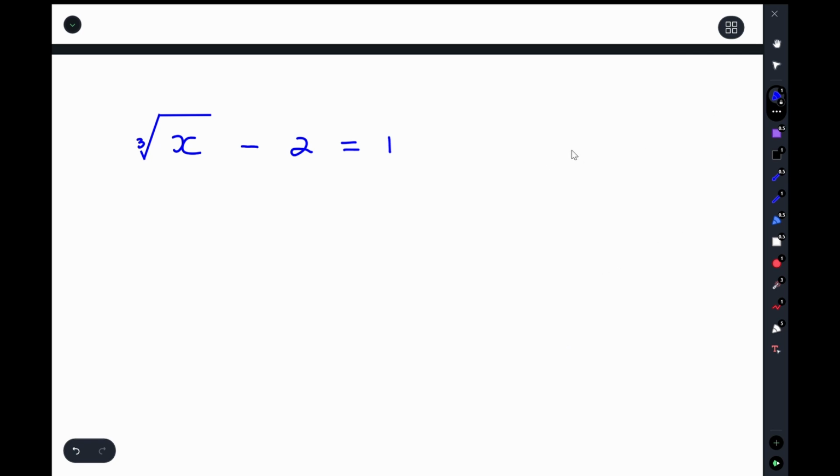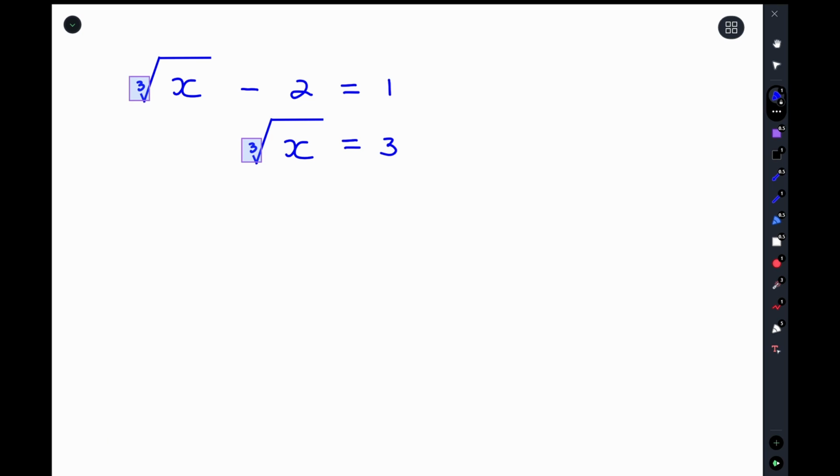Okay, so this time we have the cube root of x, so pay attention, not square root this time, cube root. The cube root of x minus 2 is equal to 1. The first thing we do, we're going to move minus 2 to the other side, because that does not contain the term x. Having done that, we now have the cube root of x is equal to 3. And I want to remove that cube root. So what I'm about to do is simply cube both sides.